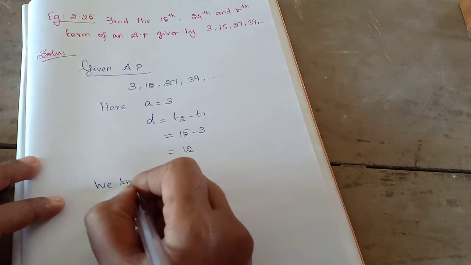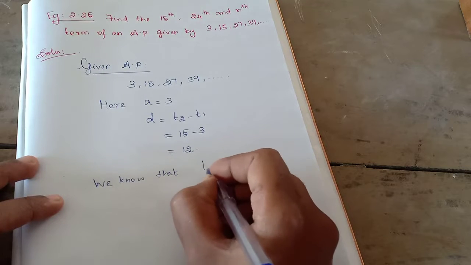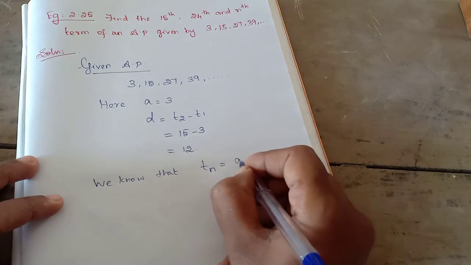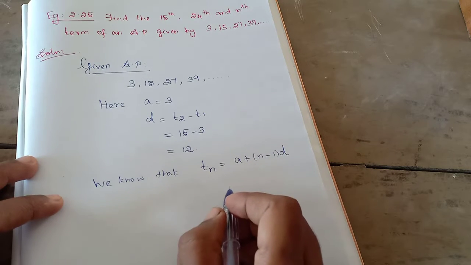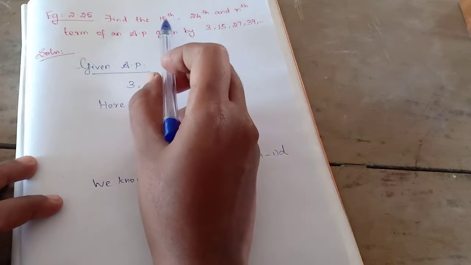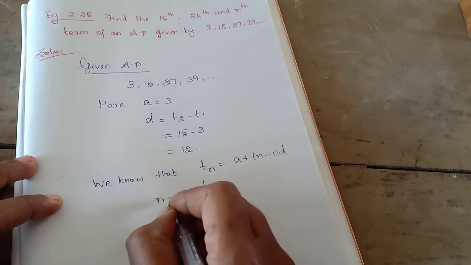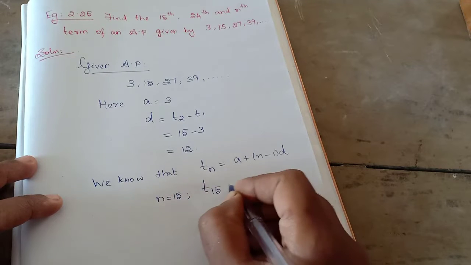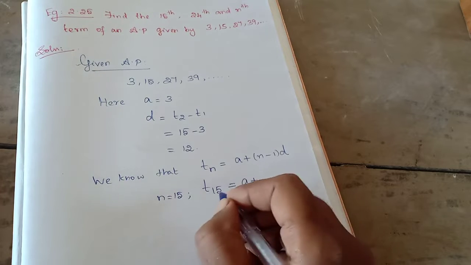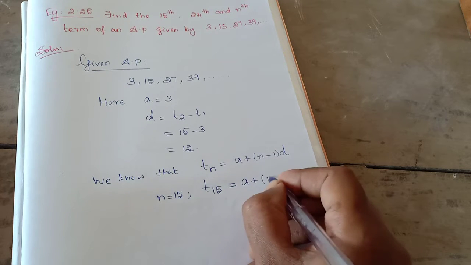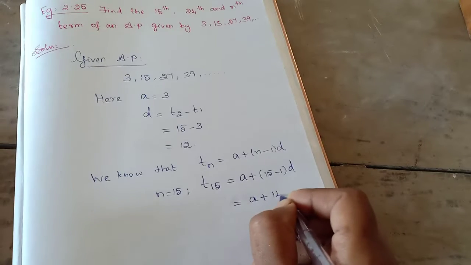We know that the nth term, how can we denote the nth term? Tn is equal to A plus n minus 1 into D. That is the nth term. Got it? But here they asked the 15th term. So T15, when n equal to 15. T15 is equal to A plus, in the place of n you need to put 15. So 15 minus 1 into D, which is equal to A plus 14D.